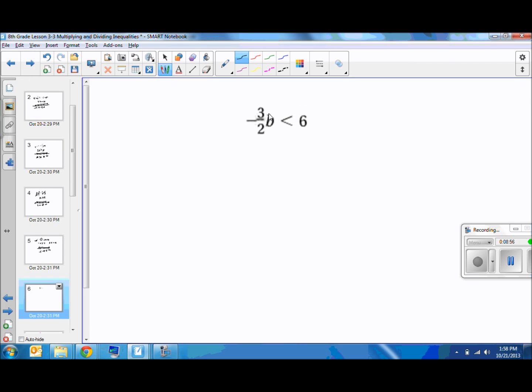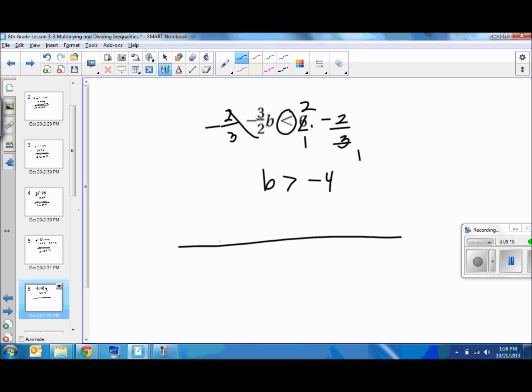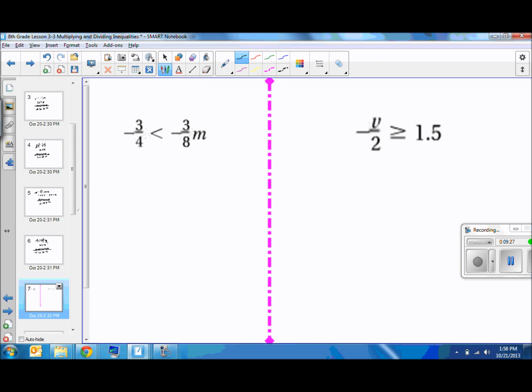So let's look at this one. A negative 3 over 2b is less than 6. It's a fraction, so I'm going to multiply by the reciprocal, but it's a negative, so I need to remember to flip the sign. b is greater than, can simplify, negative 4. And then I always graph my answer. All the numbers that are greater than. Go ahead and try these two on your own.